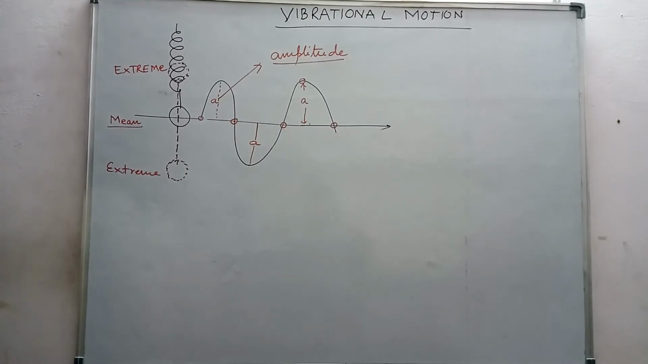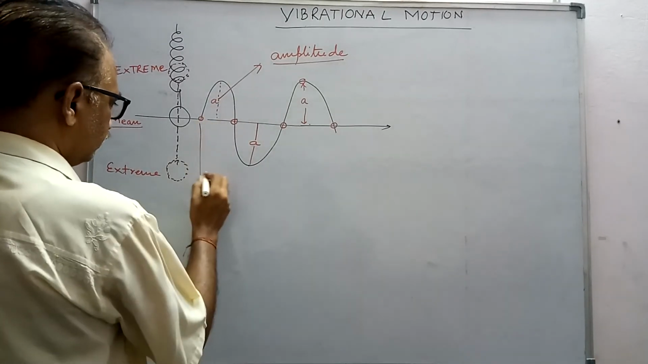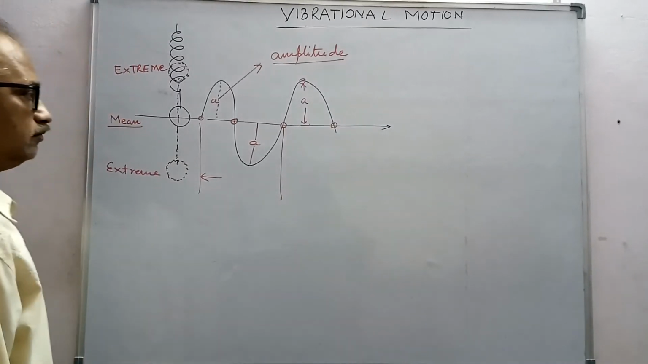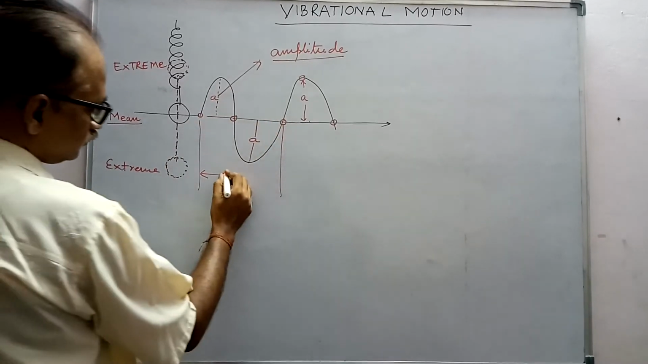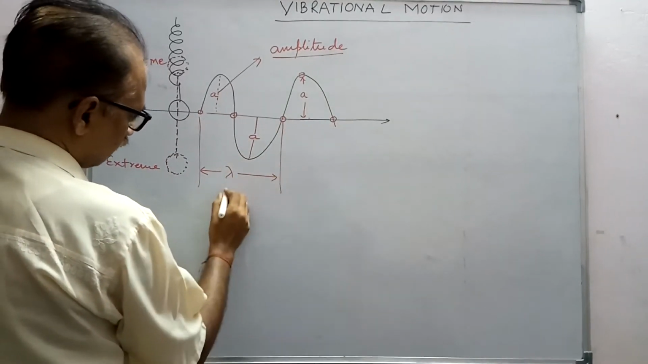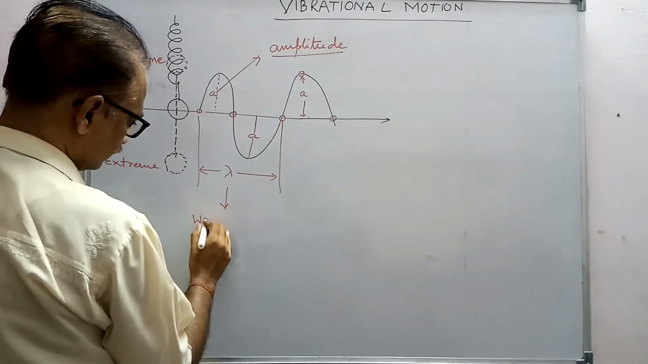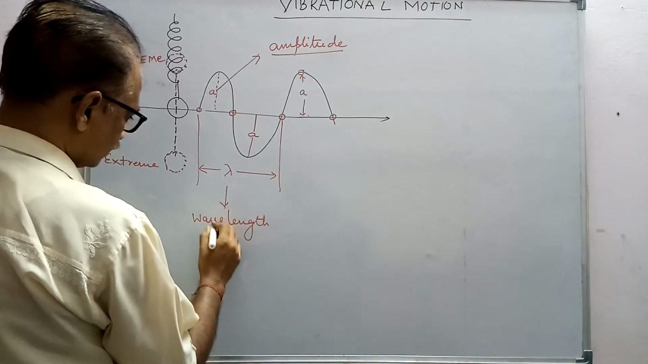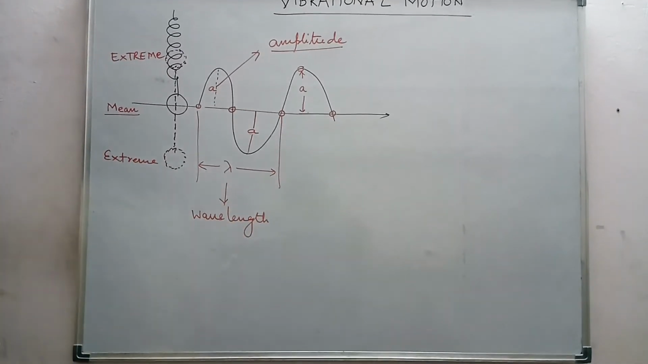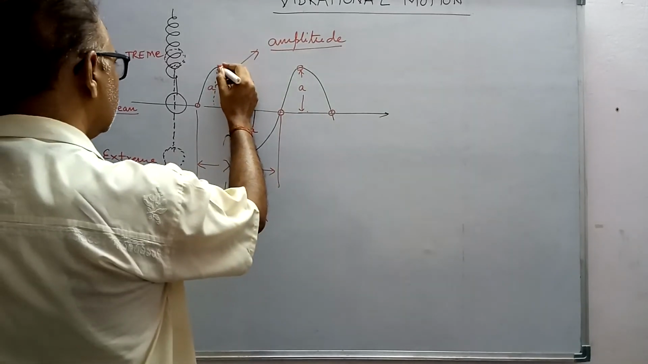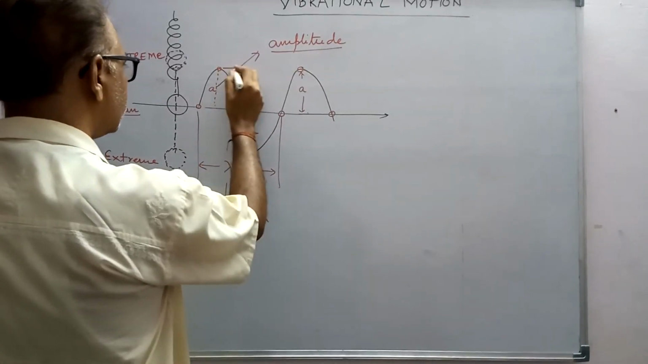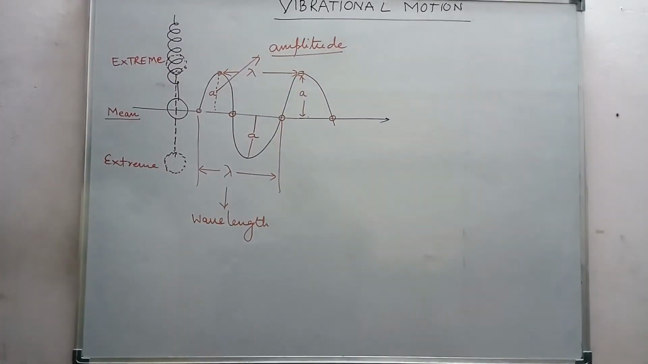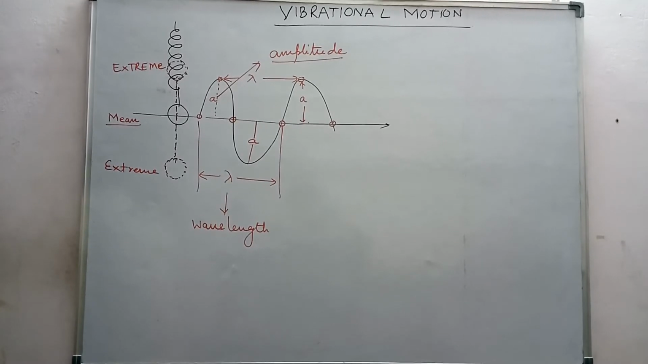Now, the distance between two consecutive points, this one and this one, is called lambda or wavelength. Similarly, these are two extreme positions. This distance is also wavelength lambda. This is also wavelength, that is represented by lambda. This is the sign of lambda.